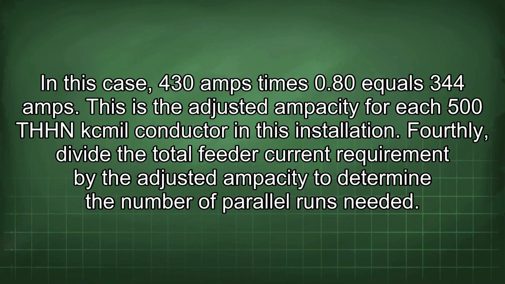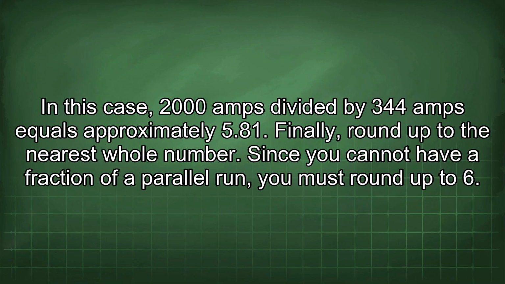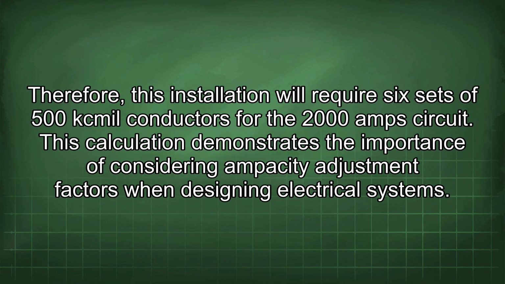Fourthly, divide the total feeder current requirement by the adjusted ampacity to determine the number of parallel runs needed. In this case, 2000 amps divided by 344 amps equals approximately 5.81. Finally, round up to the nearest whole number. Since you cannot have a fraction of a parallel run, you must round up to 6. Therefore, this installation will require 6 sets of 500 kcmil conductors for the 2000 amp circuit.